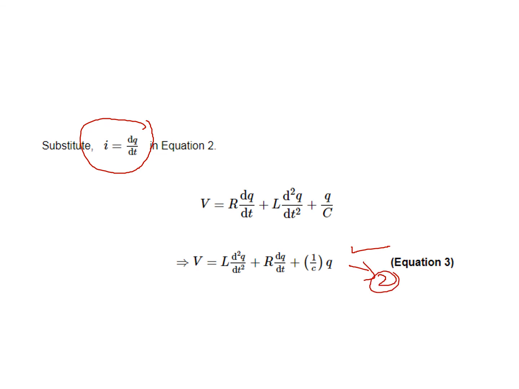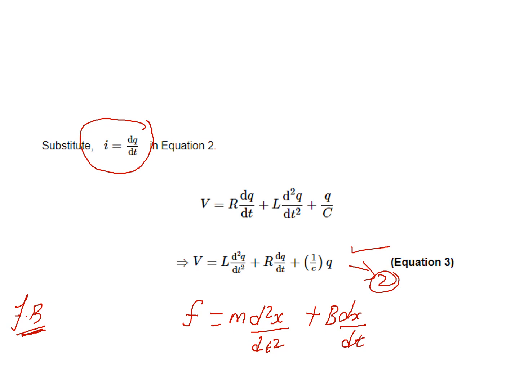Equation number 1 is the force balance equation we wrote for the mechanical system. Observe carefully, there we have F is equal to m into d square x by dt square plus b into dx by dt plus k into x. So this equation looks alike actually.